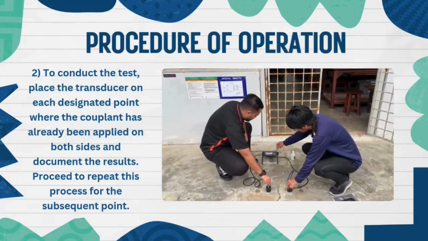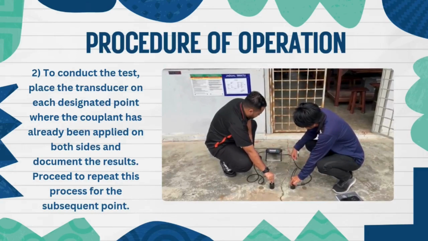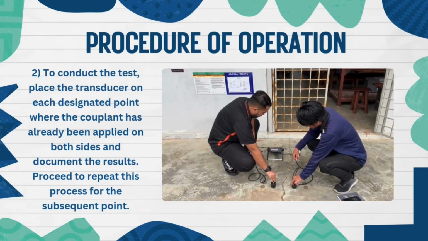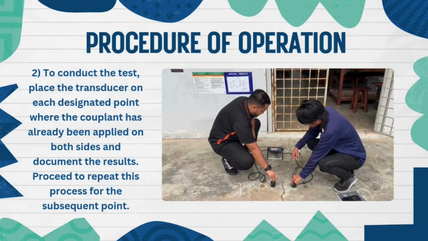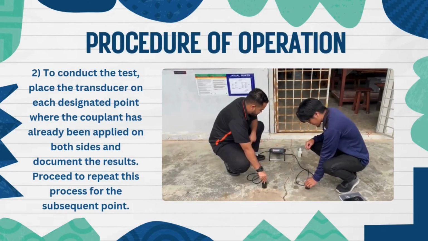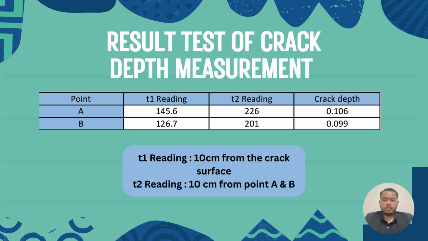To conduct the test, place the transducer on each design point where the couplant has already been applied on both sides and document the result. Proceed to repeat this process to the next point. Here are the result tests of crack depth measurement.